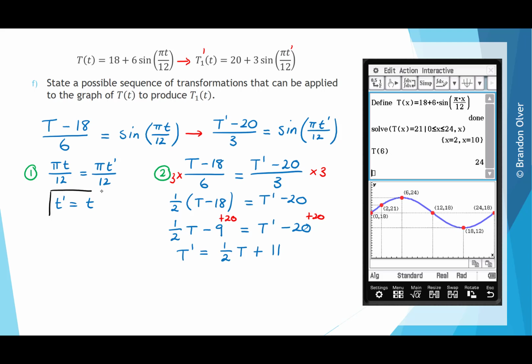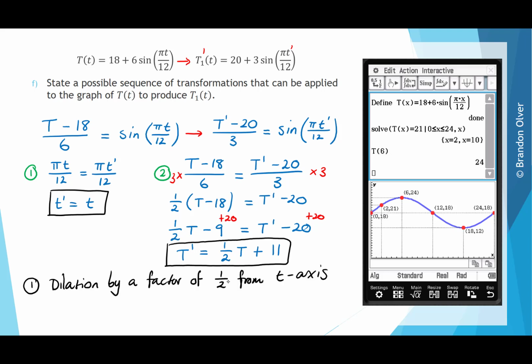So these two statements here and here are going to help to tell us what happens to transform t of t to t1 of t. So the first thing that we can see happening is going to be a dilation by a factor of 1/2 from the lower t axis, the time axis. And that factor of 1/2 from the little t axis is this multiplying factor here by capital T.